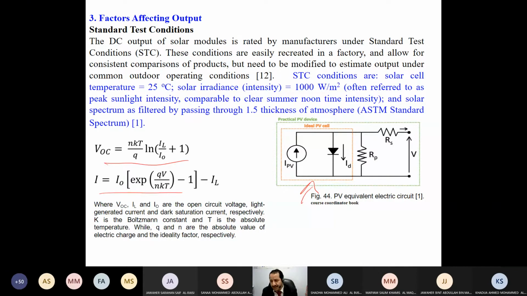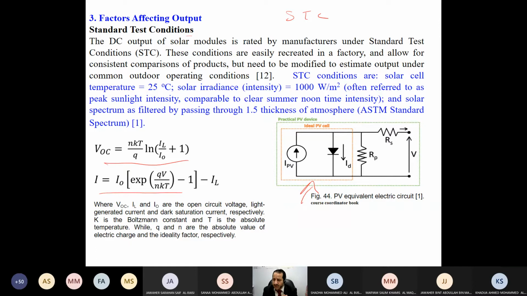So what people do in the lab is test it in what we call the standard test condition, STC. It is an international standard which refers to a standard condition inside the lab. We test our PV module to make sure it's working according to the ratings. This standard test condition contains three things.